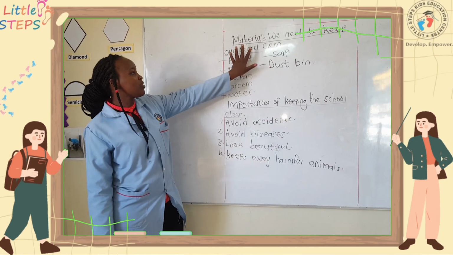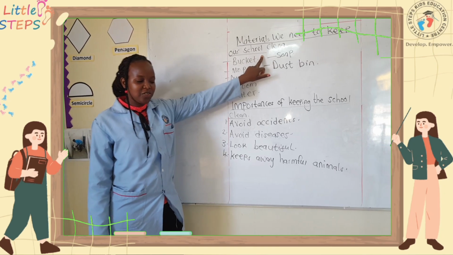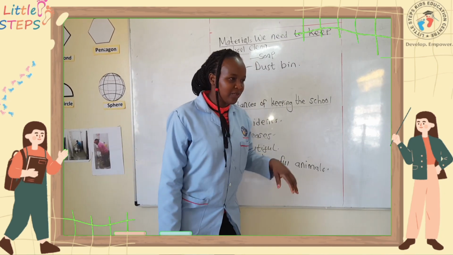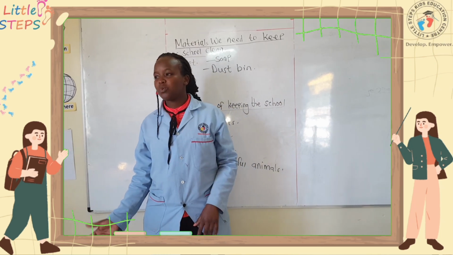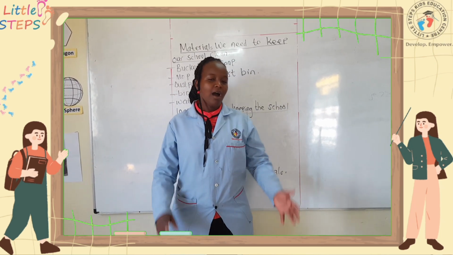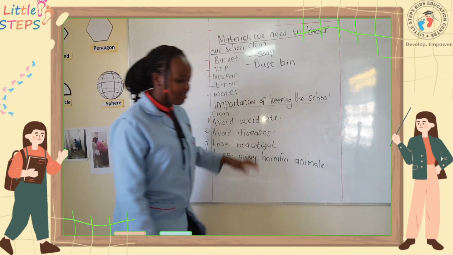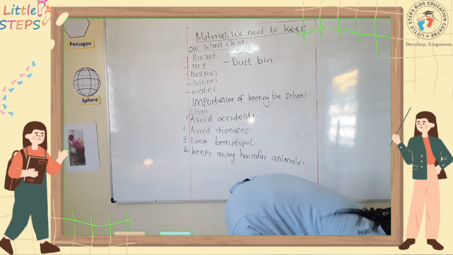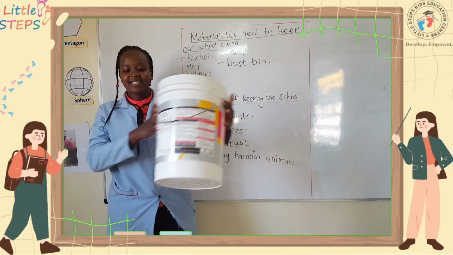Our main lesson is on materials we need to keep our school clean. Okay, children? And I want you to ask yourself, what do I need to make either the school clean or even at home? They are the same materials. And a good example is a bucket. We have a bucket, and I have the items with me. Let me show you what I have. Yeah. This is the bucket.